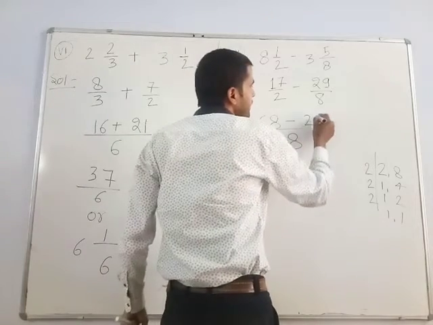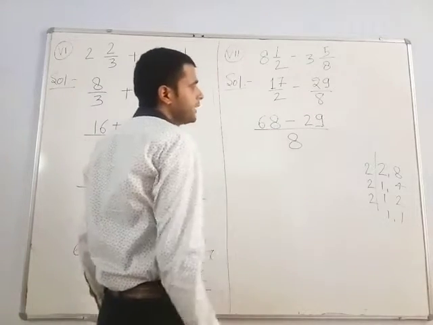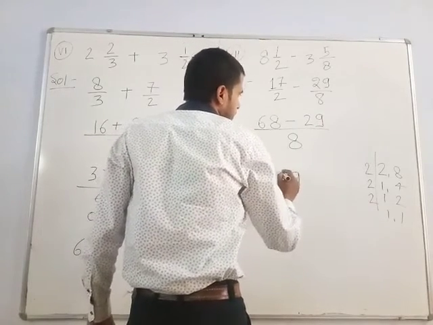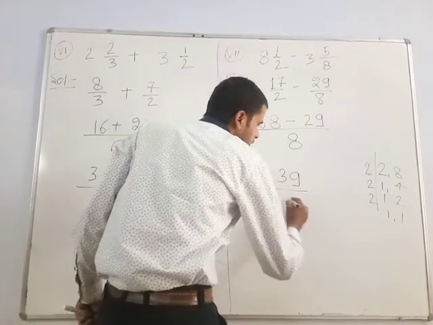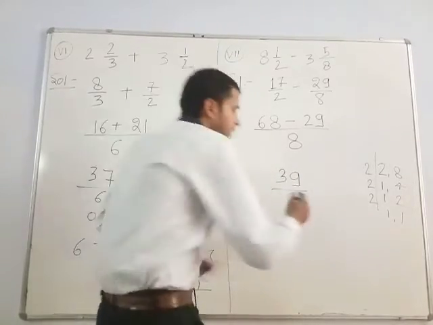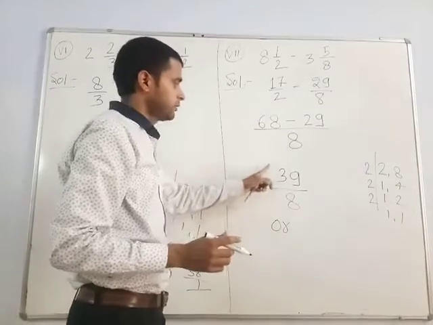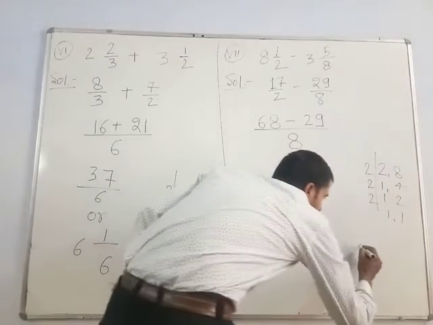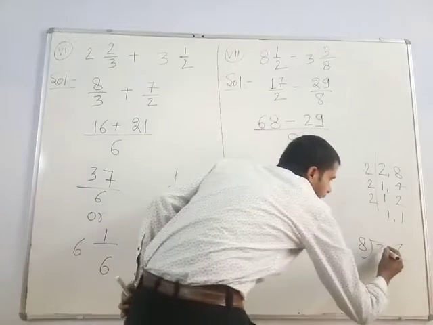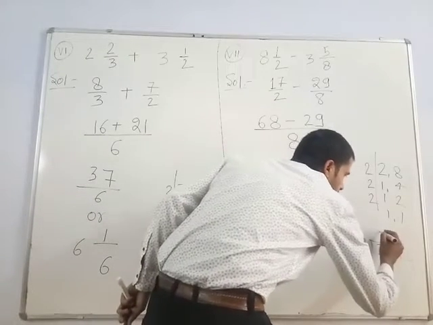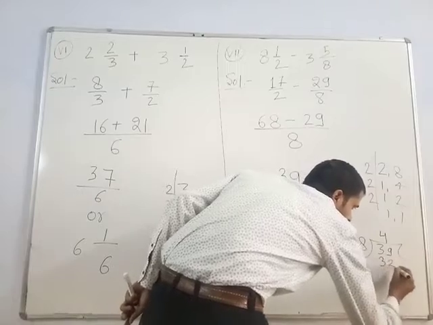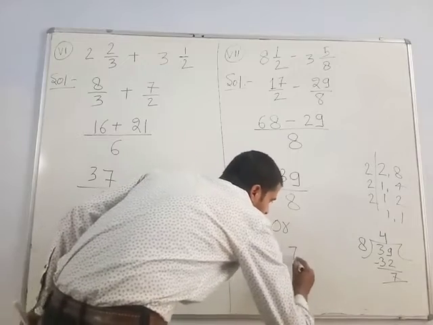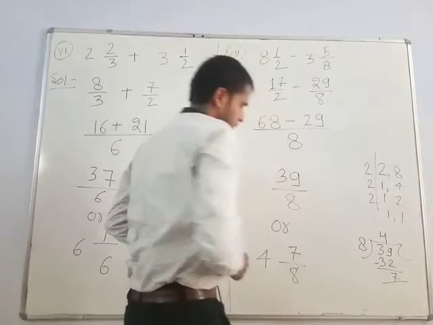That is 29. 68 minus 29, 39 upon 8. 39 upon 8. This is an improper fraction, and an improper fraction is converted into a mixed fraction. So 8 into 39. 8 fours are 32, remainder 7. So first quotient, then remainder, and then divisor. All of you understood?